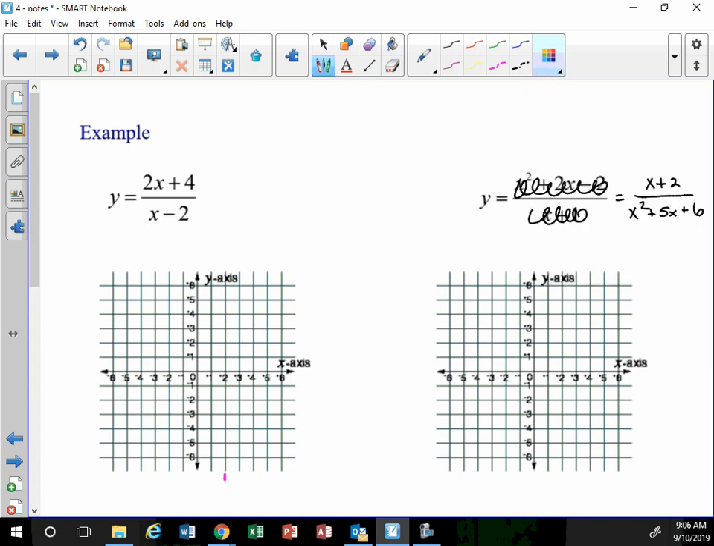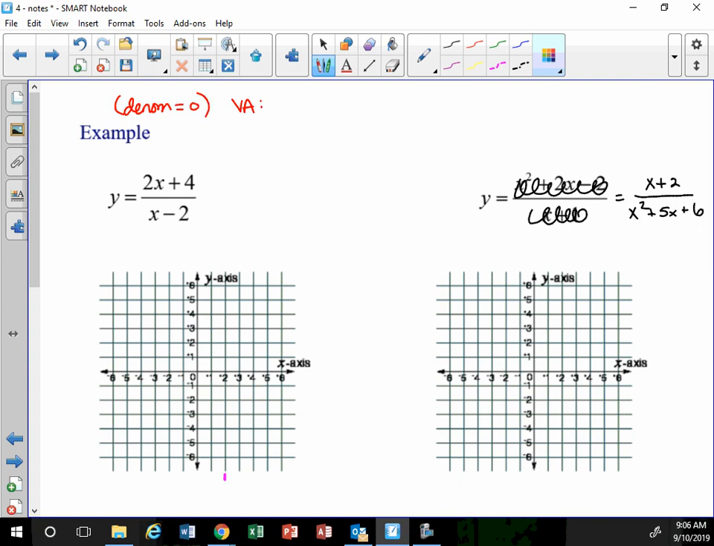All right, so we've got this (2x + 4) over (x - 2). I could factor a 2 out of the numerator, but is that really going to do anything for me? No, so we're just going to look at it as it is. The first thing I'm going to try to find is my vertical asymptote. Remember, vertical asymptote, that is where the denominator equals 0.